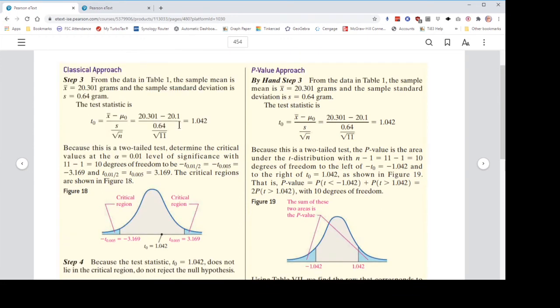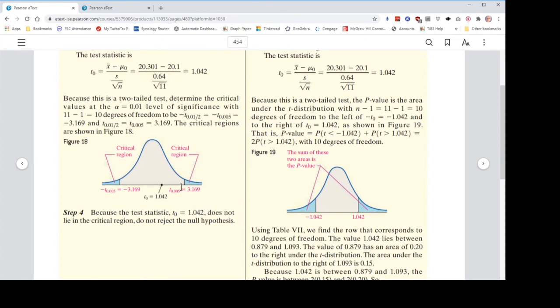So if I move on here real quick, from the classical approach, I'm going to do my t-score and get 1.042. And I'm going to go to my student t-distribution table and find out that the critical value or cutoff here is 3.169. Because my t-value falls in between those two, not in the critical region, we are not going to reject H0. This result is not unusual under the assumption that the null hypothesis is true. So we don't get to reject the null hypothesis in this case.